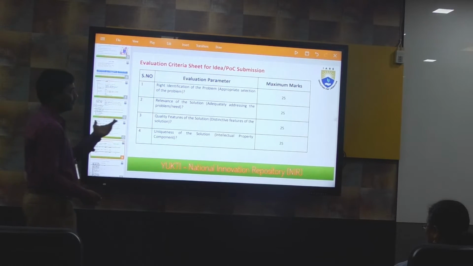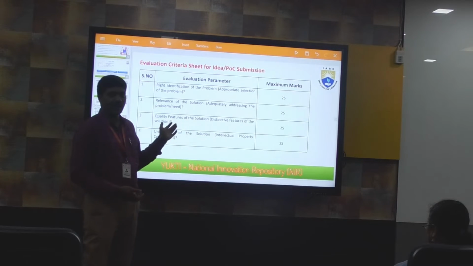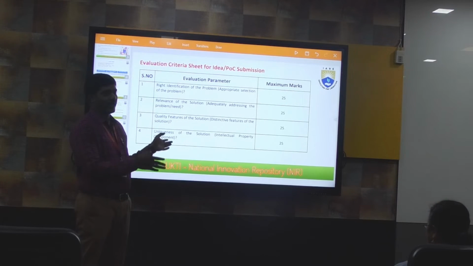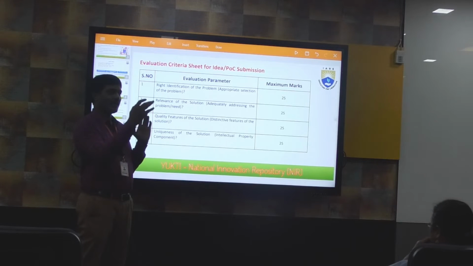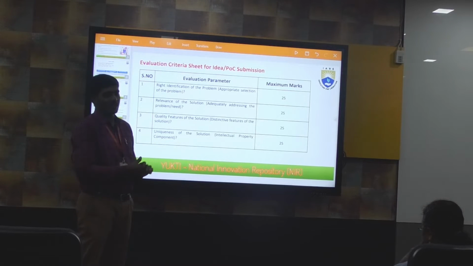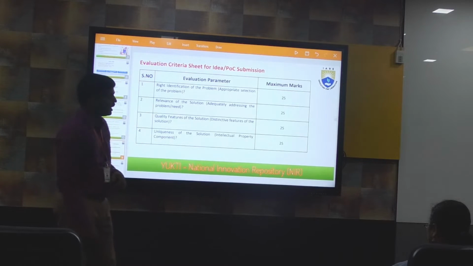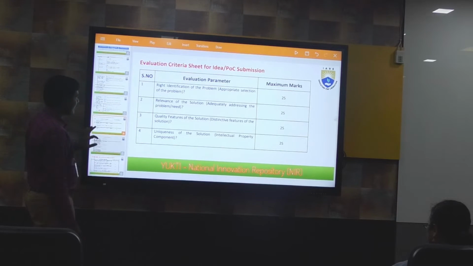So out of the 100 we have to evaluate, and after submitting the IDR POC and evaluating, the best ideas will be nominated to the next level in the IAC portal. They can be connected or linked to the external mentors, or if ideas are really good, sometimes they may be connected to the external incubation centers also.